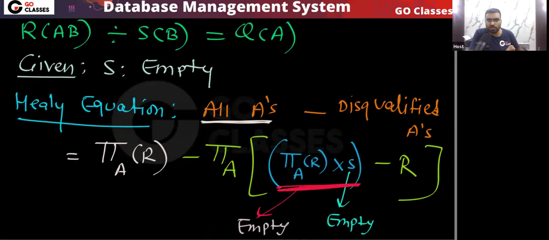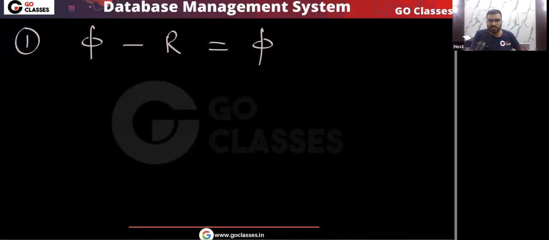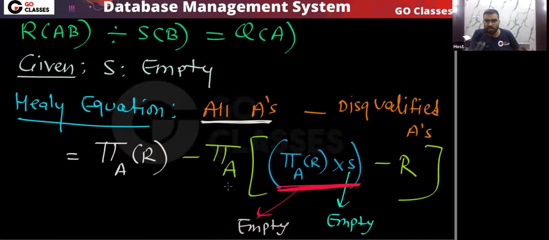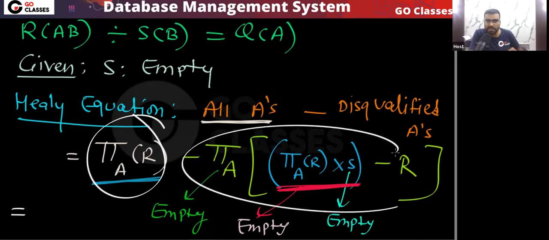From empty, if I remove something, what will I get? Empty minus anything, that also will be empty, right? So again, this thing also will be empty. Now you tell me, anything minus empty, what will that be? Anything minus empty will be the same as R. Yes or no? So finally you will get this minus empty.